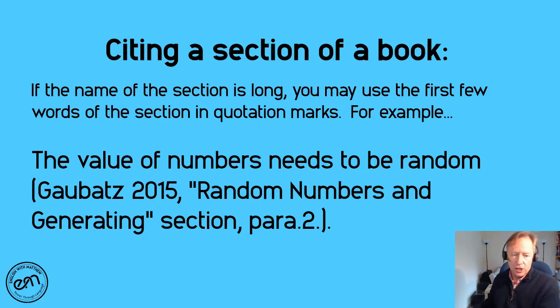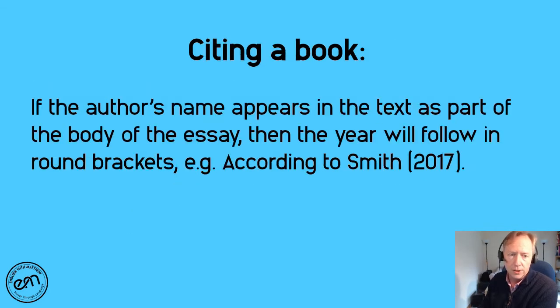If you're citing a section of a book, you need to identify that section. You don't need to write out the whole title of the section, just a few words to get us there. So here, for example, the value of numbers needs to be random, says GoBots in 2015, from a section entitled Random Numbers and Generating, and so on. But we just picked the first 4 words to indicate the section. Maybe there was no page number, so I've thrown in paragraph 2 to do everything we can to get the reader back to the source.